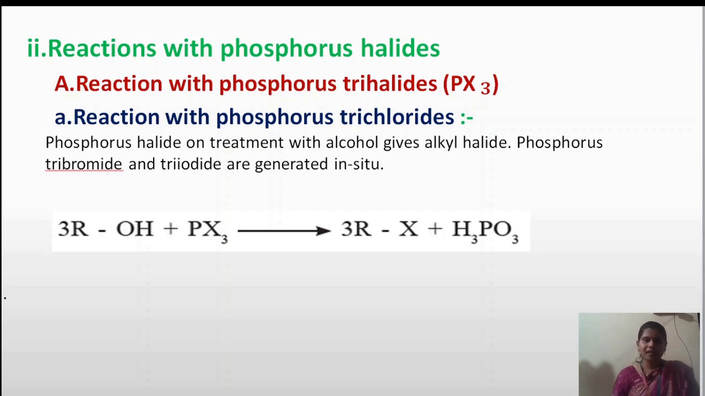Now this is the general reaction for this. Thrice of ROH reacts with phosphorus trihalide, that is PX3, and we will get product as thrice of RX, that is alkyl halides, and H3PO3, that is phosphoric acid, is the byproduct of this reaction. This is the general reaction. Now we will get example of this.